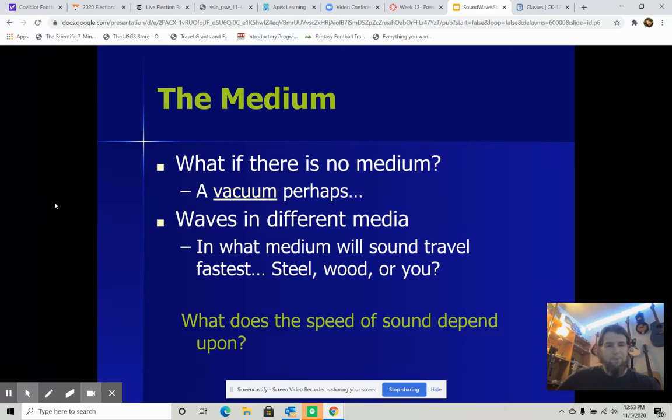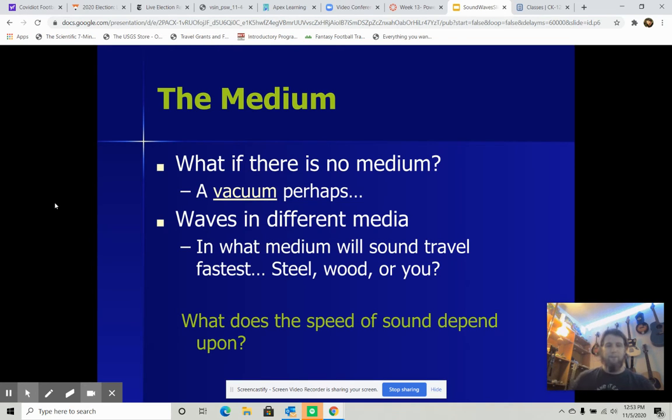When we talk about a medium, we're talking about either air or liquid or anything like that. So now the question is posed, what if there is no medium, like a vacuum? And when we say a vacuum, we mean all air has been taken out. If you've ever heard the phrase, no one can hear you scream in space, it's because there's no medium, there's no air. Therefore, there's nothing for the sound waves to travel through, because there could be no compression and rarefaction.